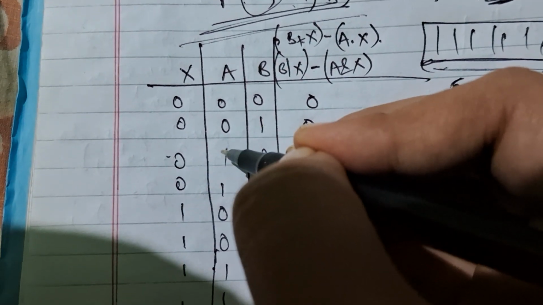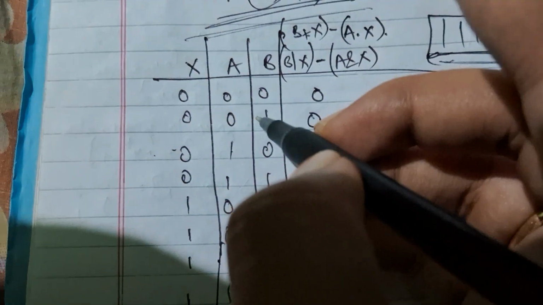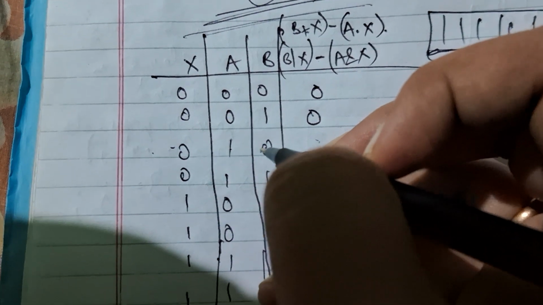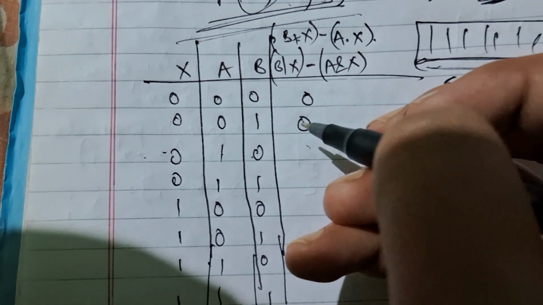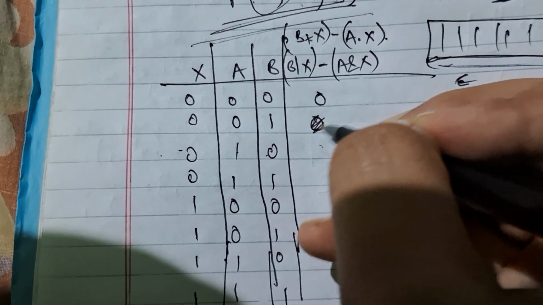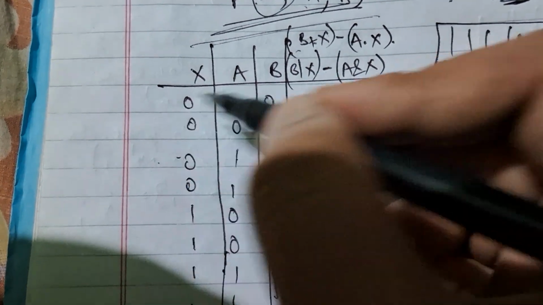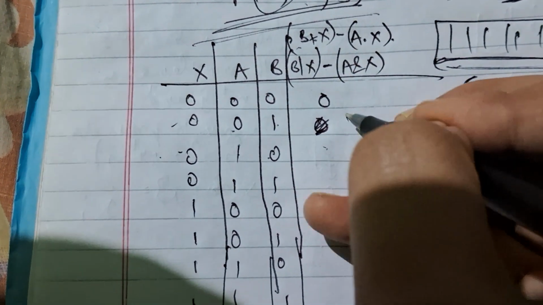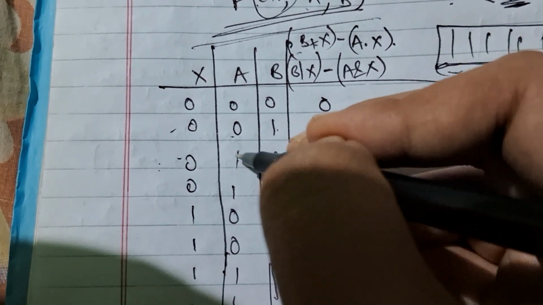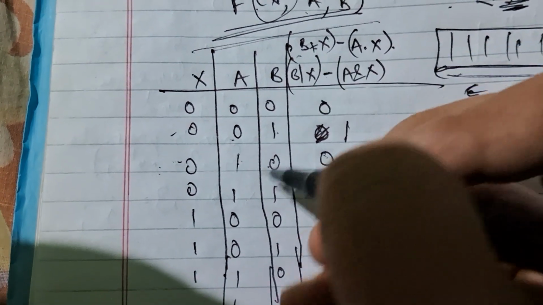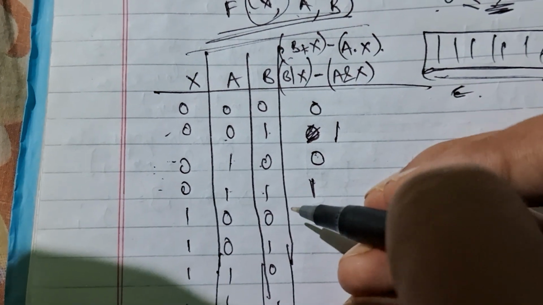Now, sorry, I made a mistake over here. This was b plus x, so that is 1, minus a dot x, that is 0, so that is 1 actually. Now this is b plus x, that is 0, minus a dot x, that is 0, so this is 0. Again b plus x, 1 minus 0, so that is 1.